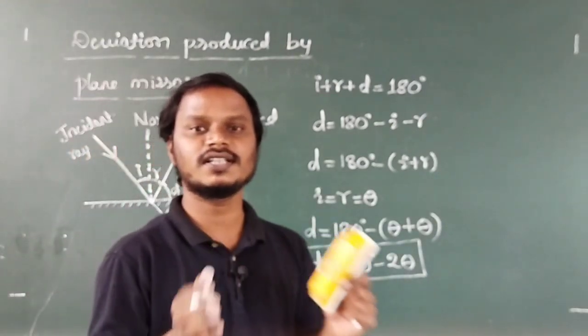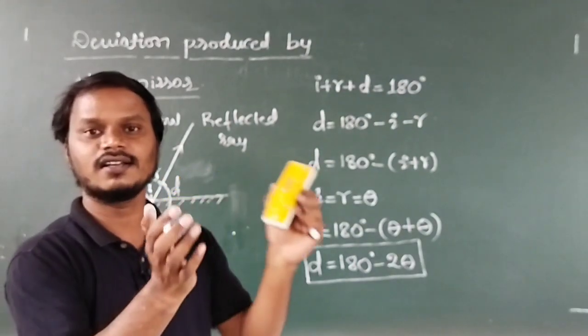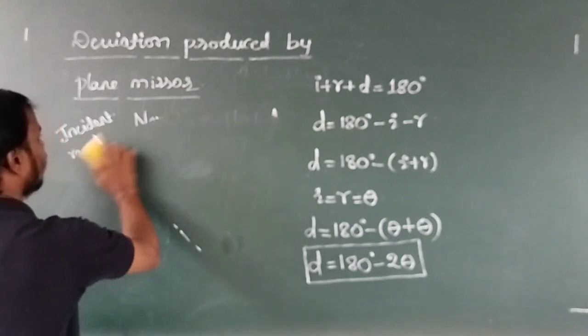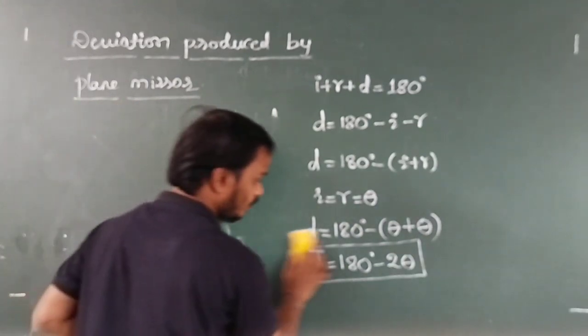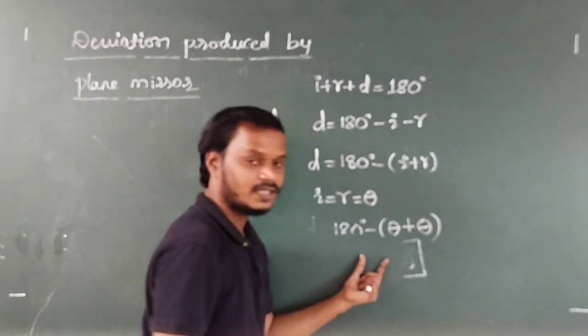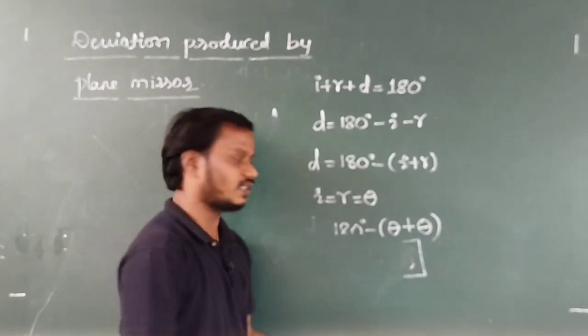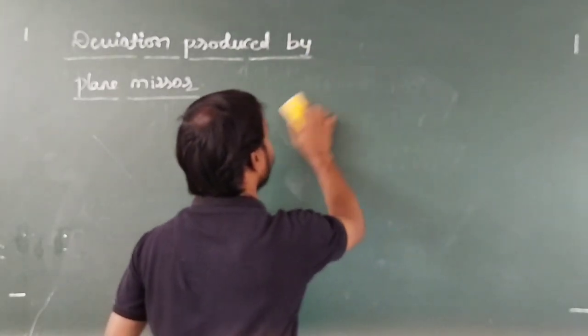What do you mean by inclined plane mirrors? Here the plane mirrors are joined at an angle theta. Next point, deviation produced by two inclined plane mirrors. What is the deviation produced by a single plane mirror? That is d is equal to 180 minus 2 theta. Then what is the deviation produced by two inclined plane mirrors?